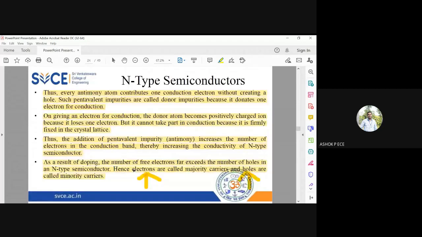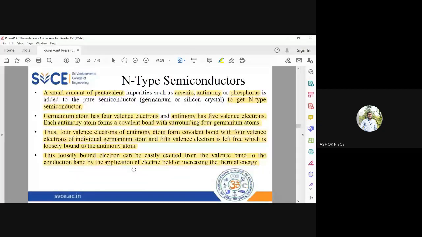Any doubt in N-type? Please ask if you have any doubts in N-type. I am just teaching each topic and waiting for you to get clarified. That's why I'm giving this time between the topics, so that if you have any doubts, you can ask me then and there.